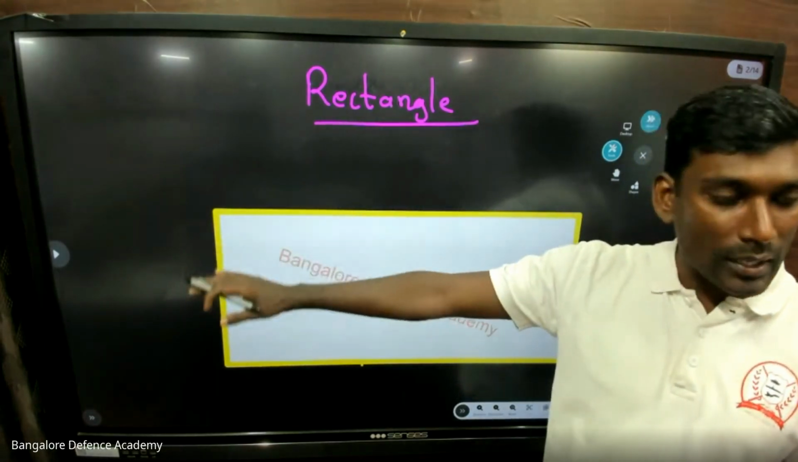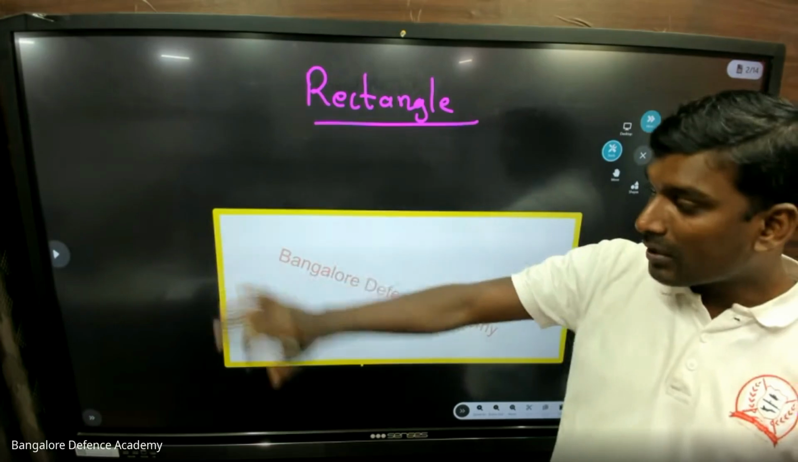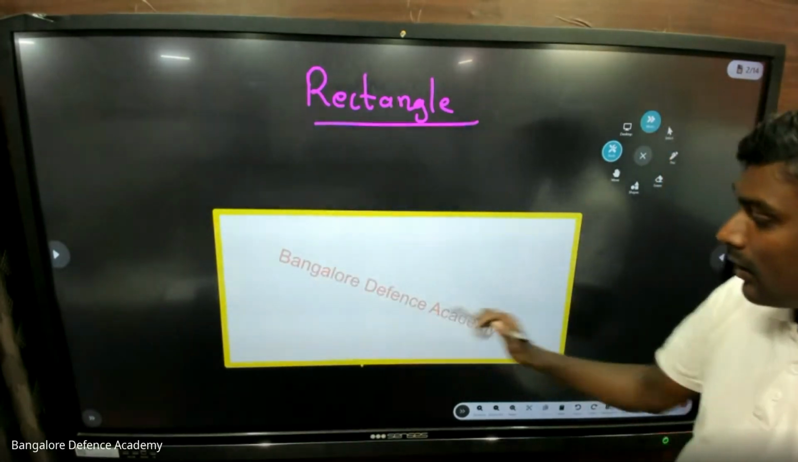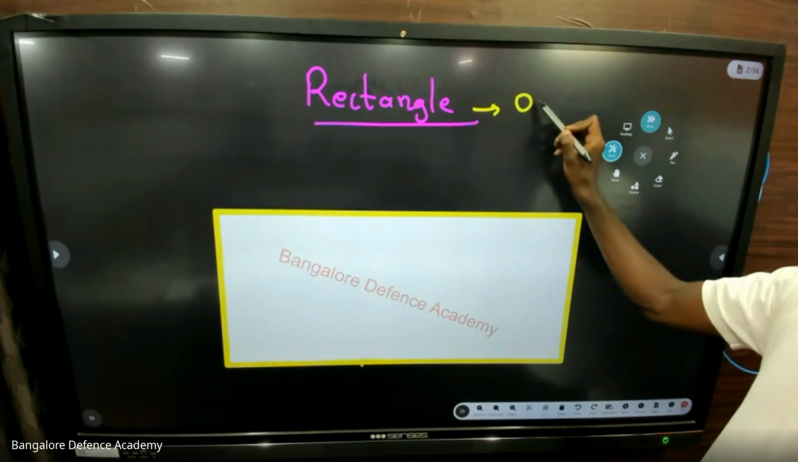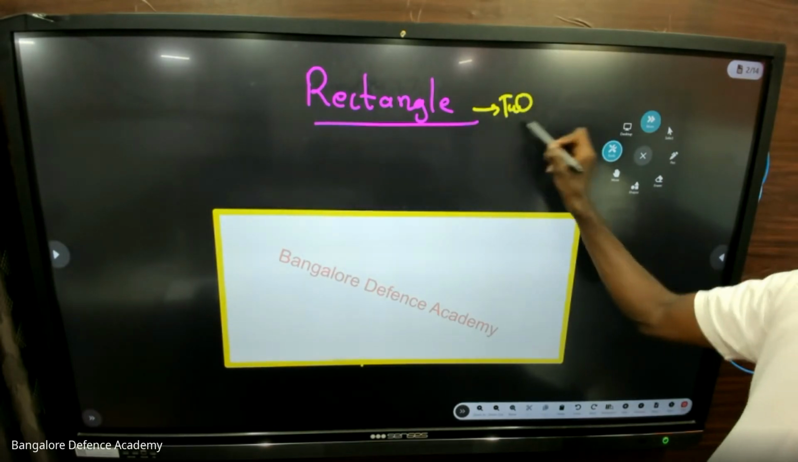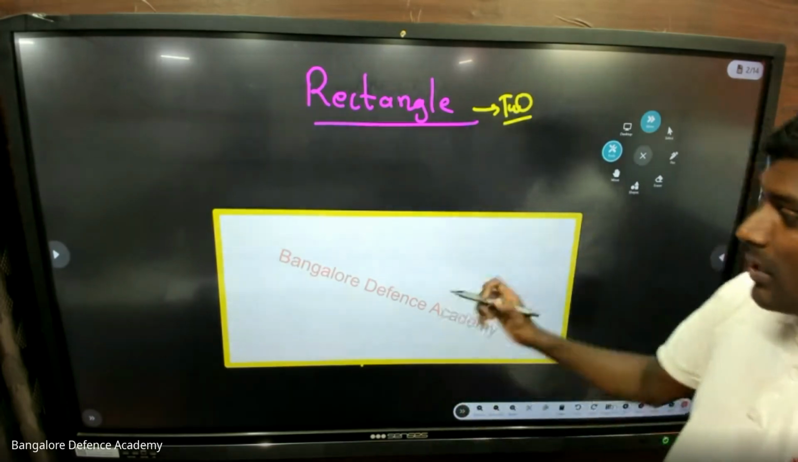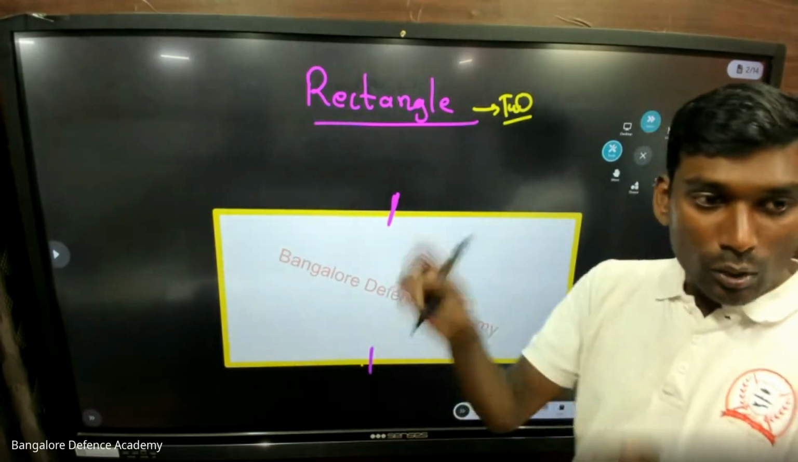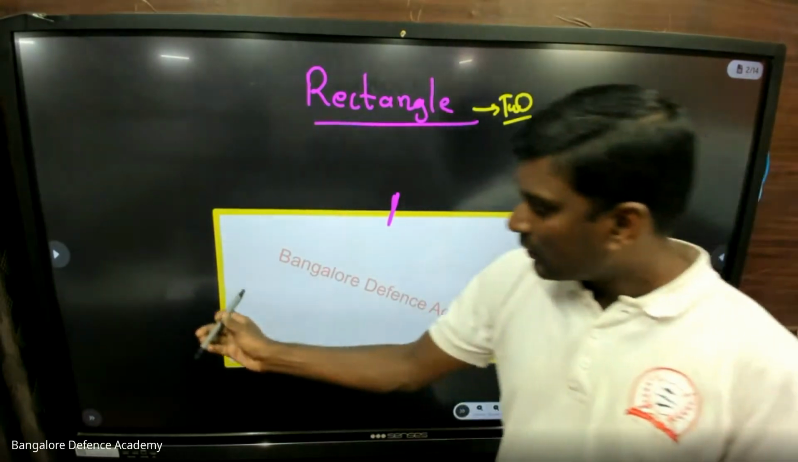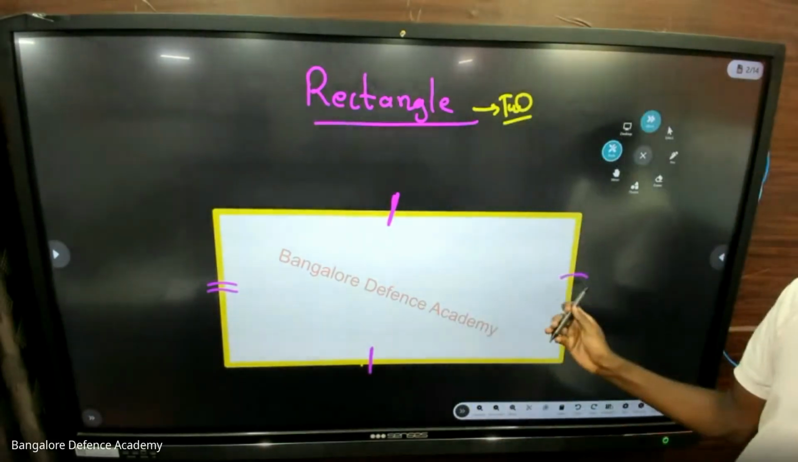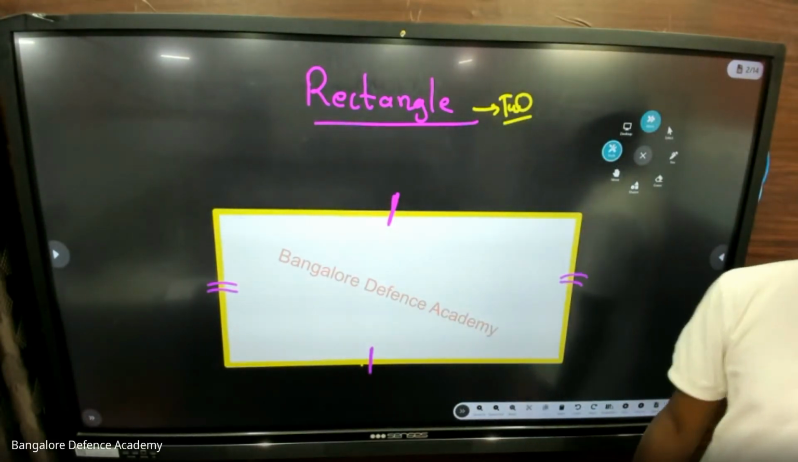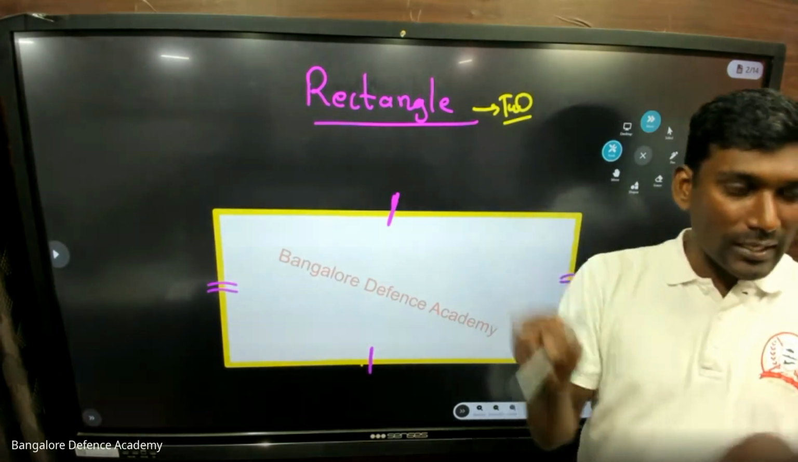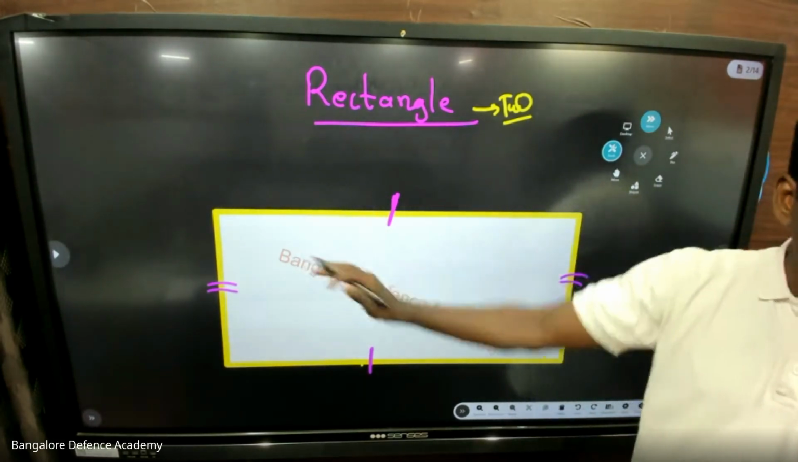So a rectangle also has how many sides? 4 sides. But what is the difference between a square and a rectangle? In a rectangle, two opposite sides will be equal. Look at this: this side and this side will be equal, and this side and this side are equal. You understand? In a square, all the sides are equal. In a rectangle, two opposite sides are equal.